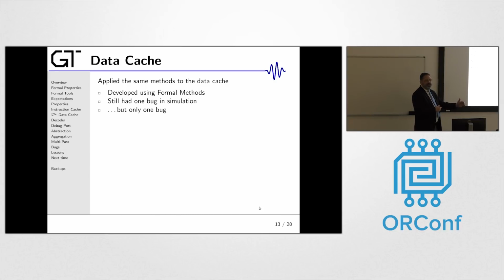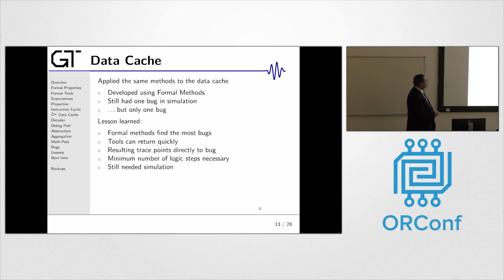And I have cache bugs are really just so hard to find. So formal methods found, in my case, most of the bugs. The tools can return really quickly. We're not talking hours and days for most of the proofs. The trace goes directly to the bug. You don't have to go looking through 100 gigabytes of trace file to find a bug.